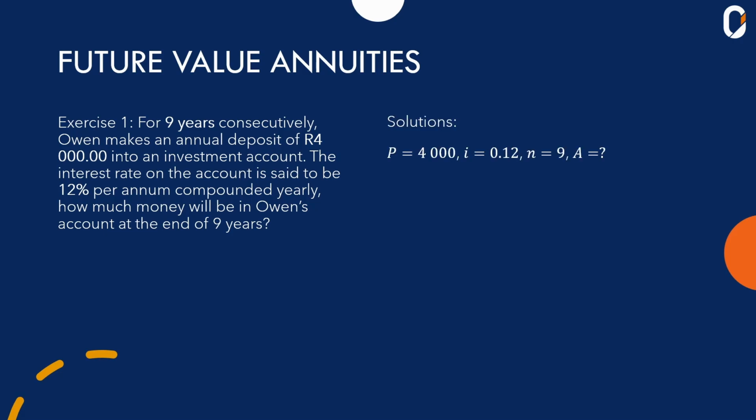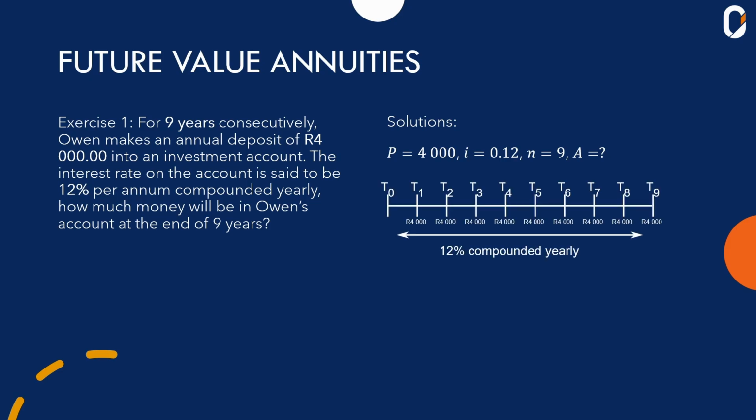Now, I know that my P is 4,000, i is equal to 0.12, or 12% divided by 100, n is equal to 9, A, we don't know, the accumulated or future amount, we don't know it. That's what we are trying to calculate. And now, this is the type of example where you have to use timelines. And you can see my timeline below.